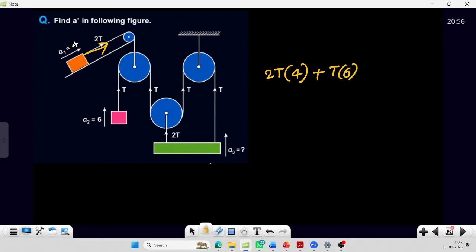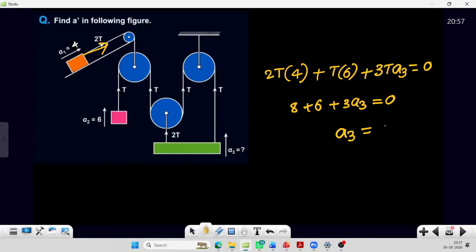Now for this block, how much? Plus only, no? Yes, 3T into A3, which is equal to 0. Tell me the A3 value. So we'll get 8 plus 6 plus 3A3, which is equal to 0. Then the A3 value, how much? Minus 14 by 3 meter per second square.